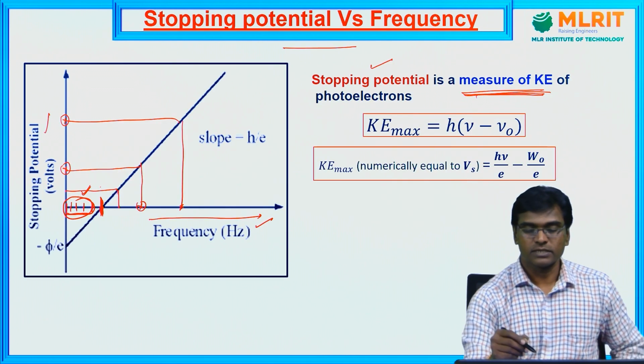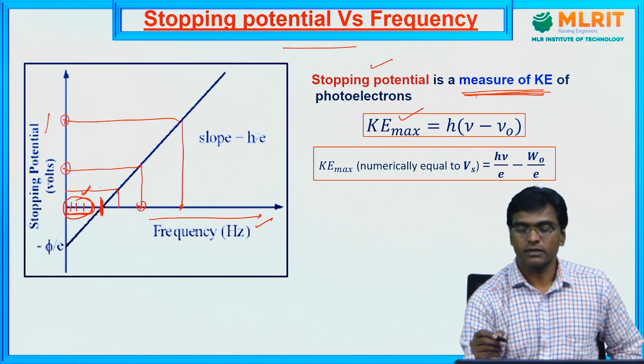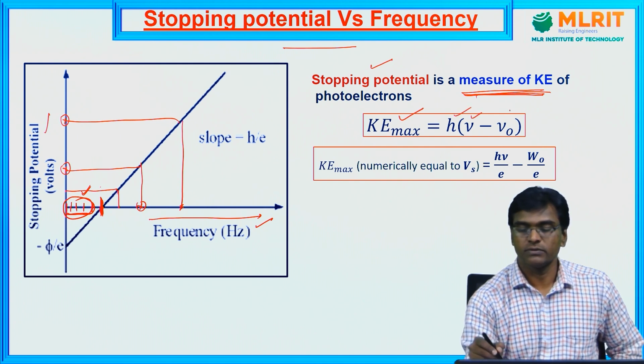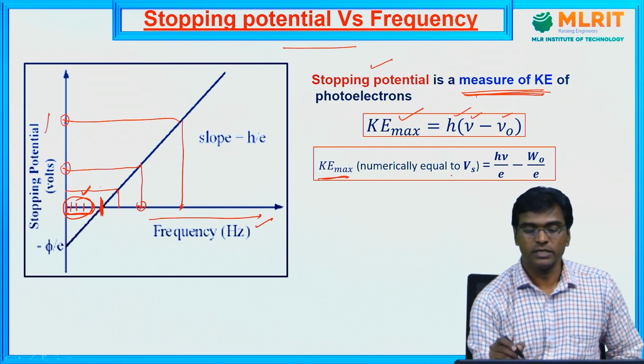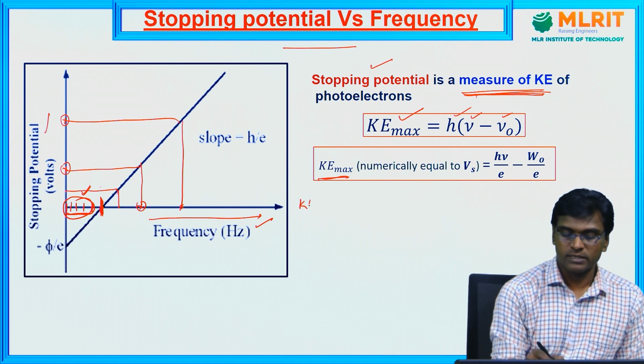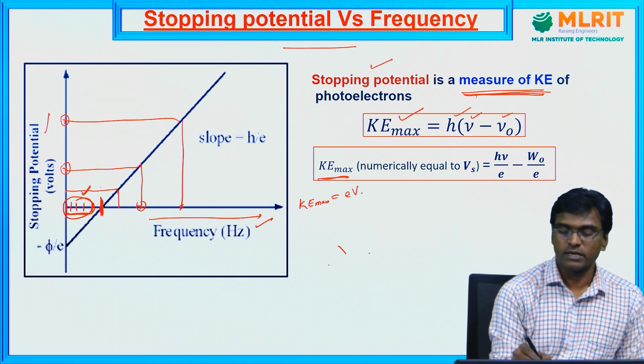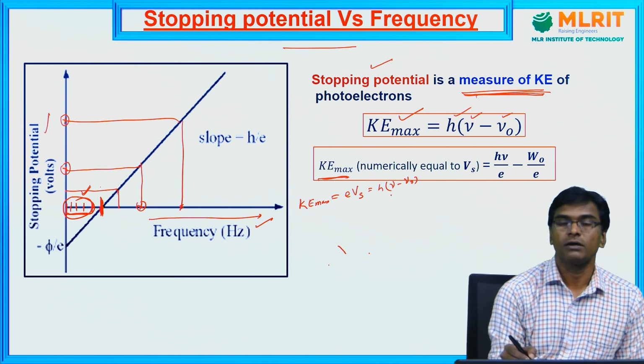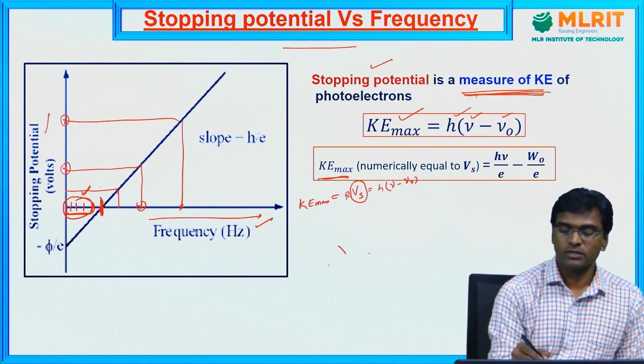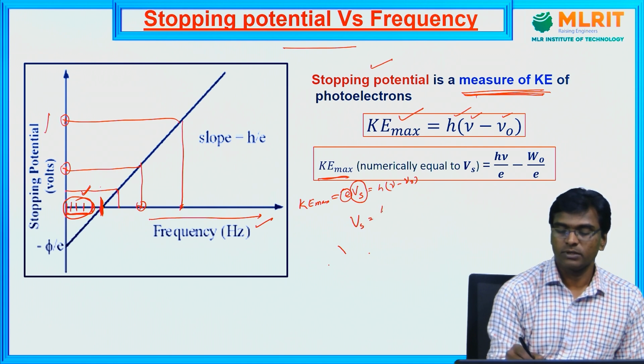So here you can say the kinetic energy of the ejected electrons is nothing but h times the incident photon frequency minus the threshold frequency. KE maximum is e times the stopping potential, and this is nothing but h times (nu minus nu naught). This is the stopping potential that you can measure from the voltmeter, and e is the charge of the electron. So the stopping potential is h nu by e minus h nu naught by e.